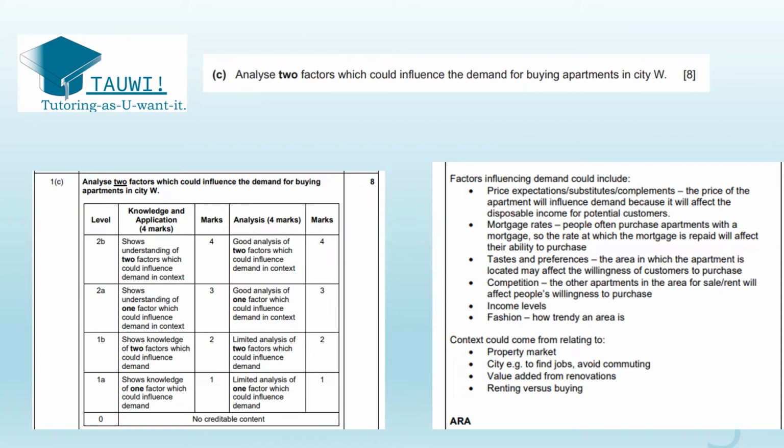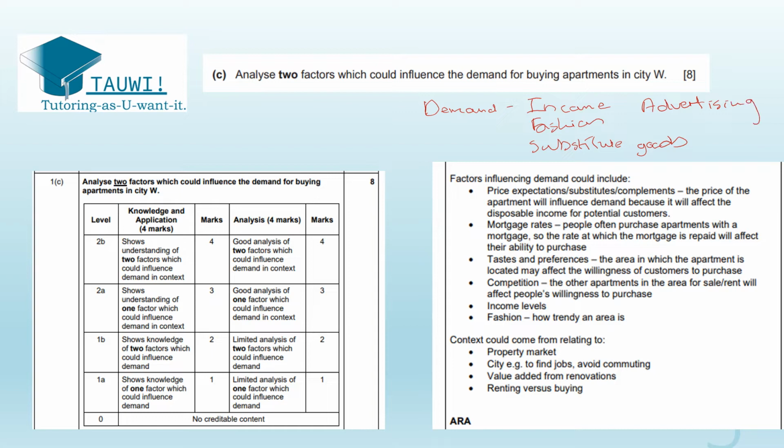Now we get to analyzing. What could influence the demand for buying apartments in City W? So you remember all your factors that influence demand. Demand, and this is no different. So remember, demand is influenced by income, fashion, substitute goods, advertising.